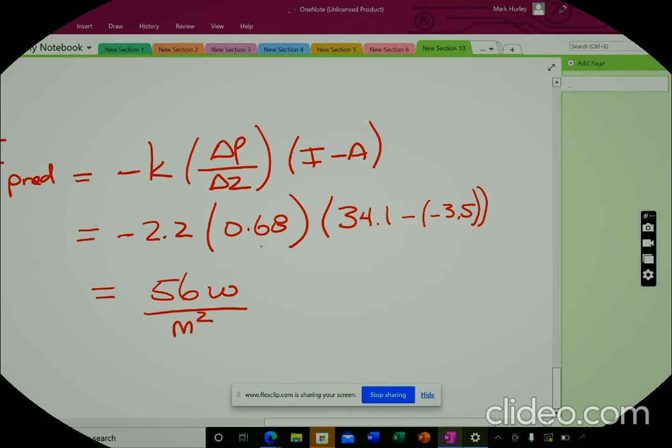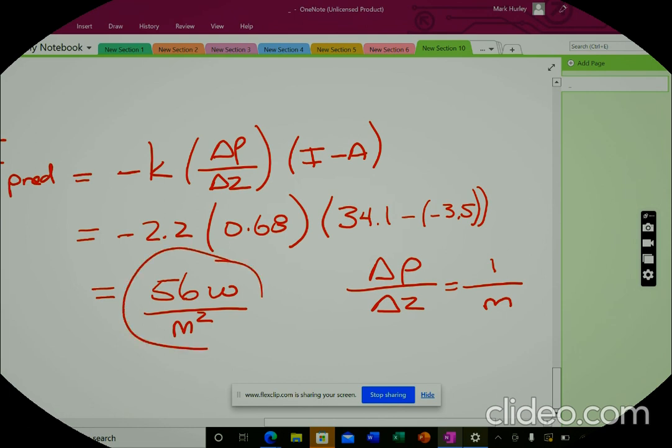Right here, the proportion is constant. We know the change in P over delta Z is equal to 1 over meter. That's the value, and this meters times meters gives you the meter squared. The K cancels out with the degrees, so you're left with this unit.